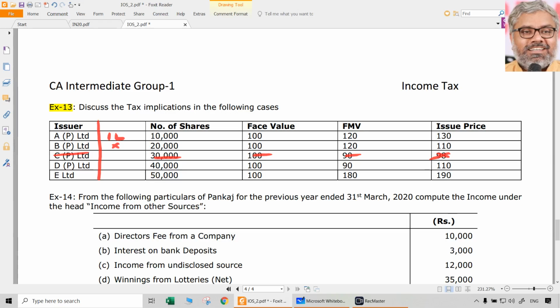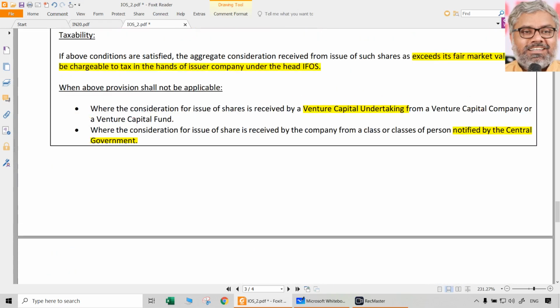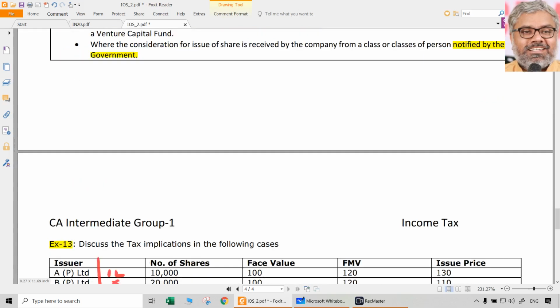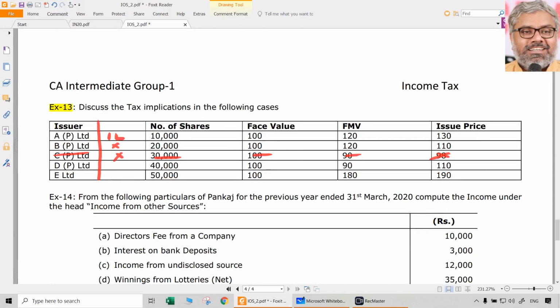Even then, let us say as an imagination also, nothing is taxable here under income from other sources, because first of all the shares here have to be issued at premium. Then only this provision will apply. Otherwise it will not apply at all. So if the shares are issued at discount, nothing is taxable. This provision will not apply at all. So that is the case of C Private Limited.